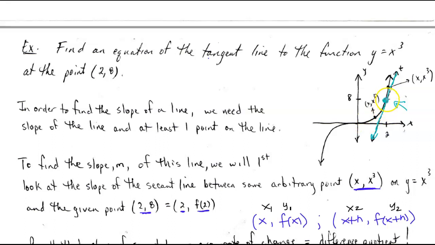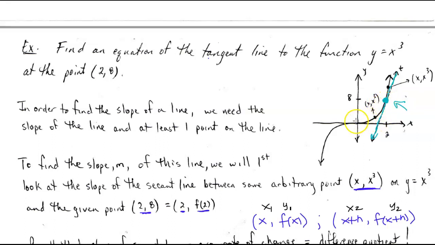Or how fast is the function changing at this point here? Well, it's instantaneously changing at a rate of 12, okay? So the change in y values to the change in x values at this particular point, in that instant or snapshot in time, is going to be 12, okay?